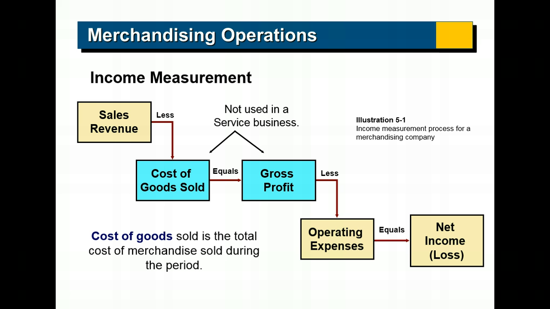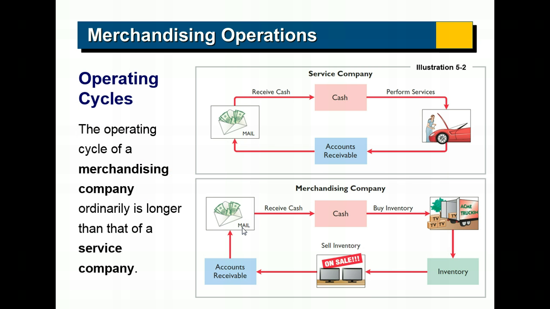Now, we don't have cost of goods sold and gross profit when we're dealing with a service industry. We don't have anything we're selling product-wise. We just are selling a service. Then after we determine our gross profit, we're going to, as normal, take our operating expenses, which end up equaling net income. So the new piece in this chapter is dealing with cost of goods sold and the gross profit.